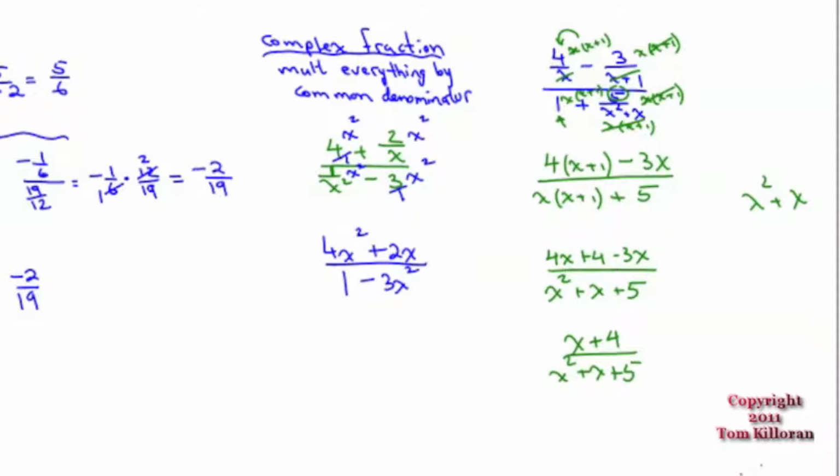Now, it is possible that if you could factor the bottom and it factors into something with x plus 4 that they will cancel, but it's very, very rare. That's not too bad, right?